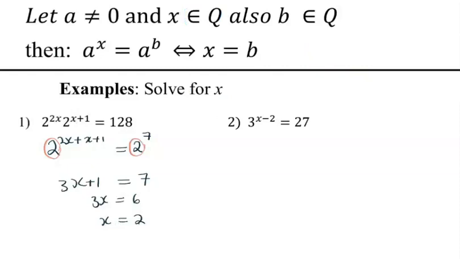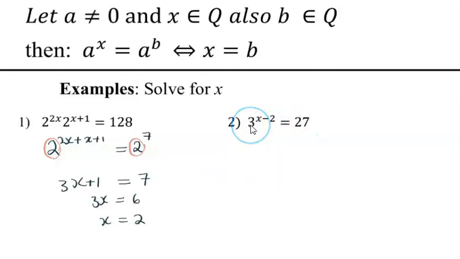If we put x equal to 2 into the left-hand side, we will get 2 to the power of 4 times 2 to the power of 3, and that will give us 2 to the power of 7, which is the same as the right-hand side. Whenever you solve equations, you must always test your answer. Let us look at the next one.